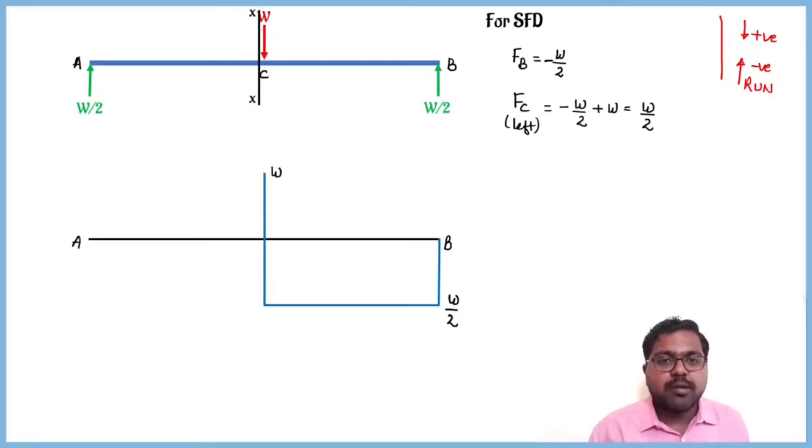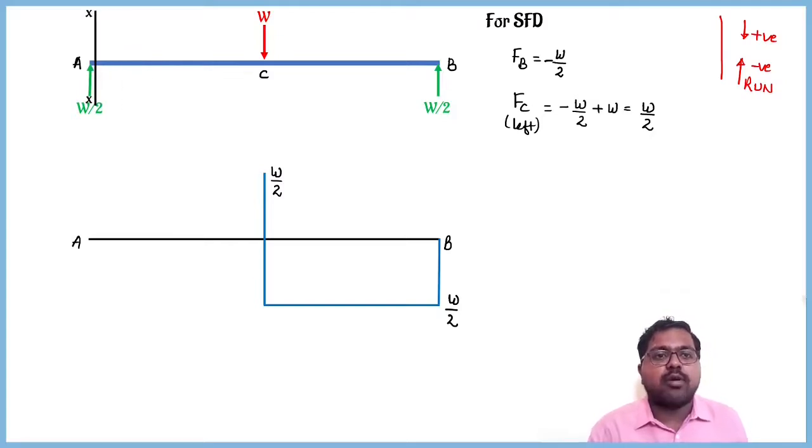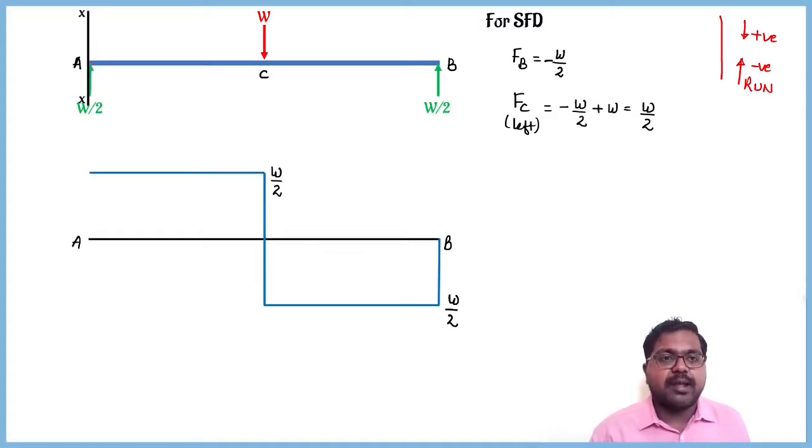So it will be W by 2 positive here. Then again from C to A, there are no forces or external loads acting on the member, so the shear force diagram will continue like a straight line. Then at the immediate left of A, again we are having on the right side W by 2 support reaction.